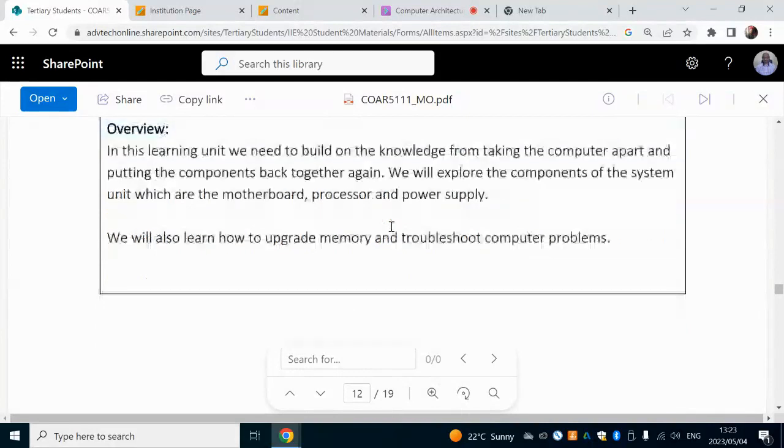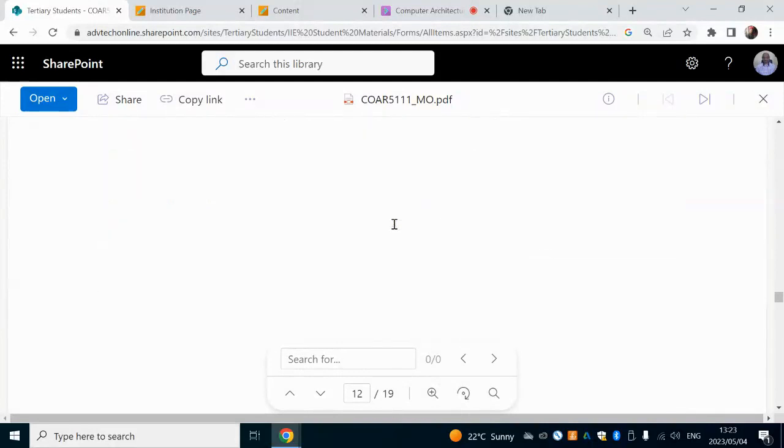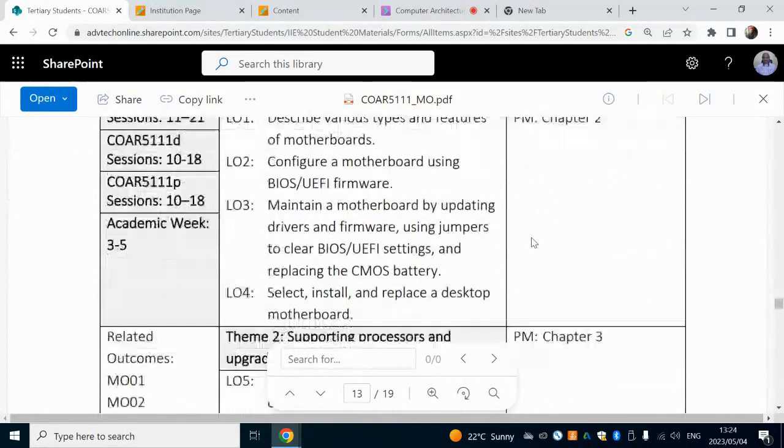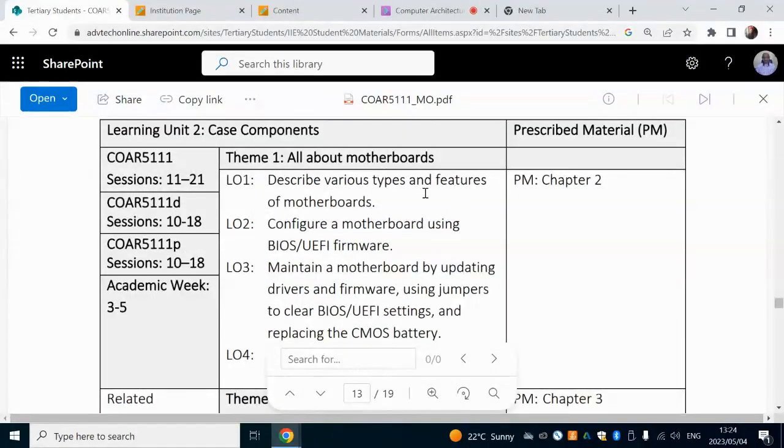Learning unit 2. What does it cover? So, prescribed material, chapter 2 and chapter 3. So far, what have we got? Chapter 1, chapter 2, chapter 3. In chapter 2, what do we need to learn about? Types and features of motherboards. Types, form factors, features, what is supported on that motherboard. Configure a motherboard using BIOS or UEFI firmware.